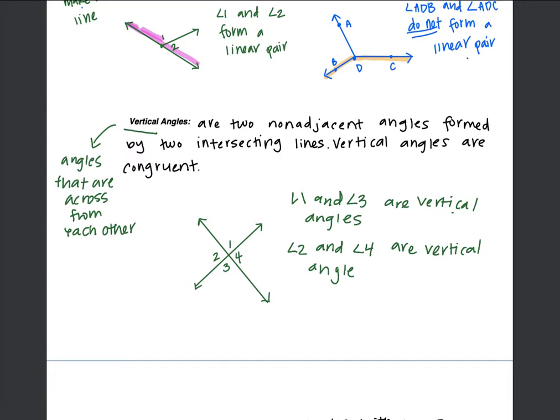Because remember, adjacent was like next to. Let me show you. So adjacent is like these two are right next to each other, but vertical means across, so that you have to cross to the other side, to the other angle, okay? But yeah, just remember that vertical angles are angles that are not adjacent to each other. Great.